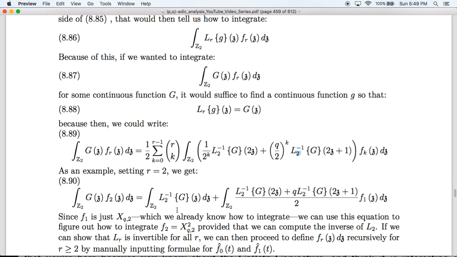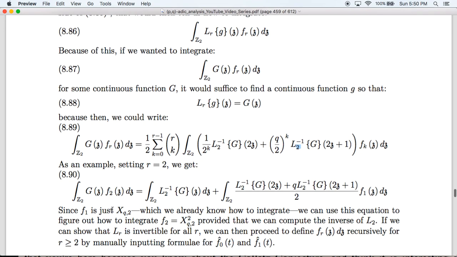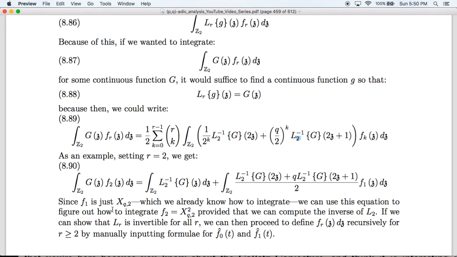Since f_1, of course, in this case is just x q_2, which we already know how to integrate against, since we already know how to integrate against f_1 z dz, we can then use this to define what it means to integrate against f_2. And so all we need to do here is show that L_r is invertible for all r greater than or equal to 2, and then we can construct f_r of z dz recursively.